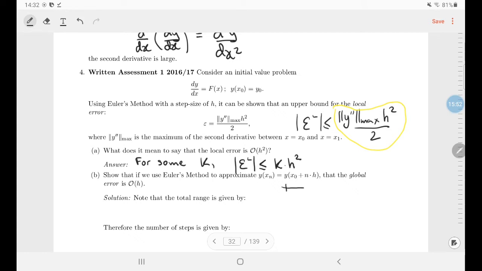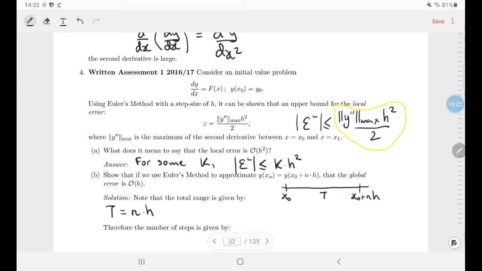So we're going from x0 to x0 plus nh. I'm going to call this distance L. I possibly called it T previously. Well, maybe there's a bit of confusion there between L for local and T. Okay, so let's call it T. So the total range of values that we're looking at is T, and that's equal to n times h.